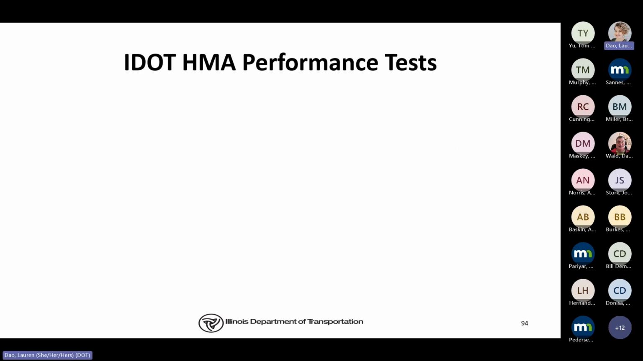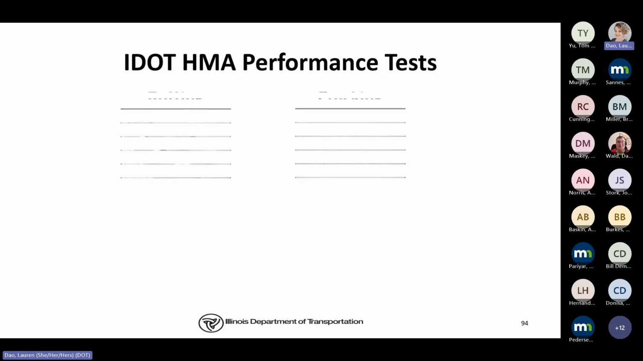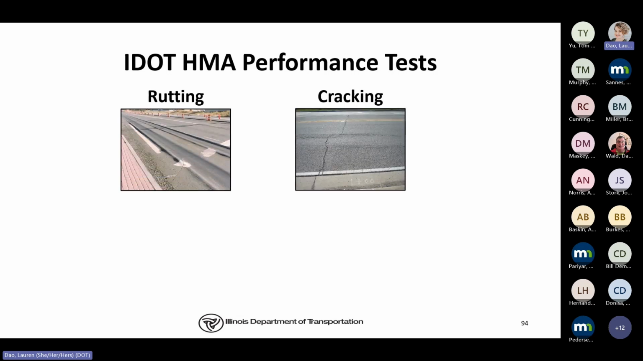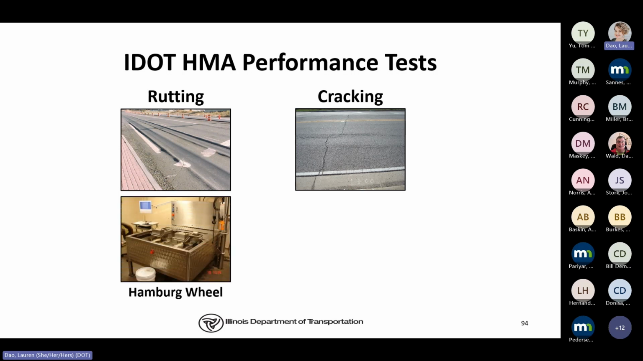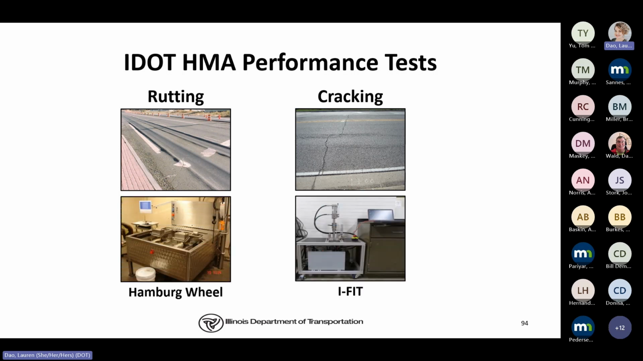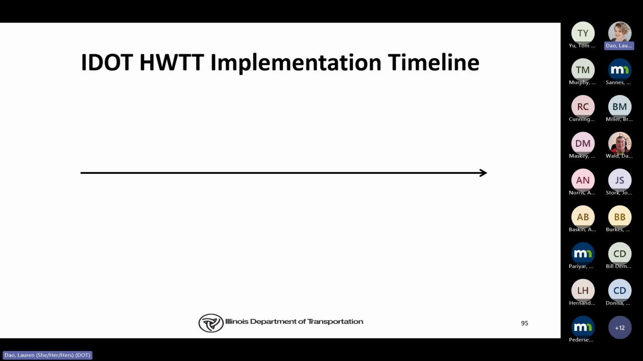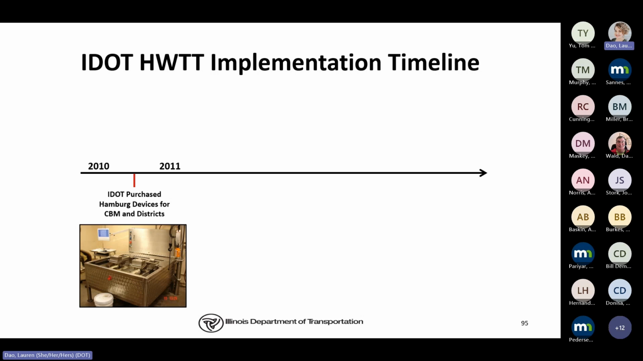So IDOT uses a combination of performance tests to evaluate mixtures. The state chose two specific tests, the Hamburg and the iFit, to assess rutting and cracking performance. The state bought 10 devices back in 2010, and in 2011, the department met with Texas DOT for a tech transfer meeting to help exchange knowledge about the device.